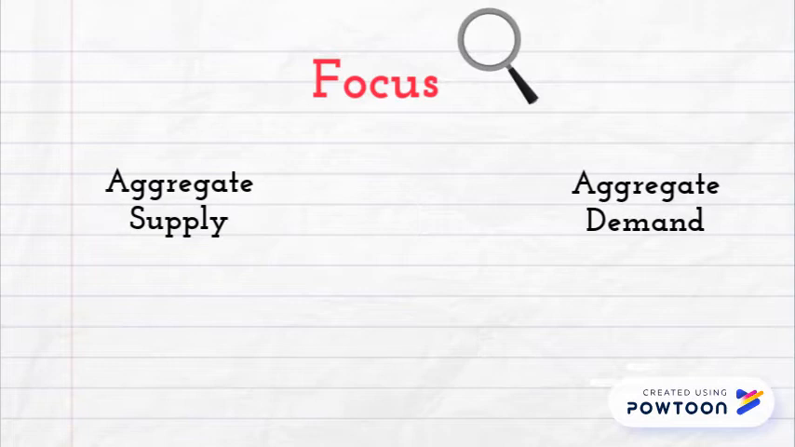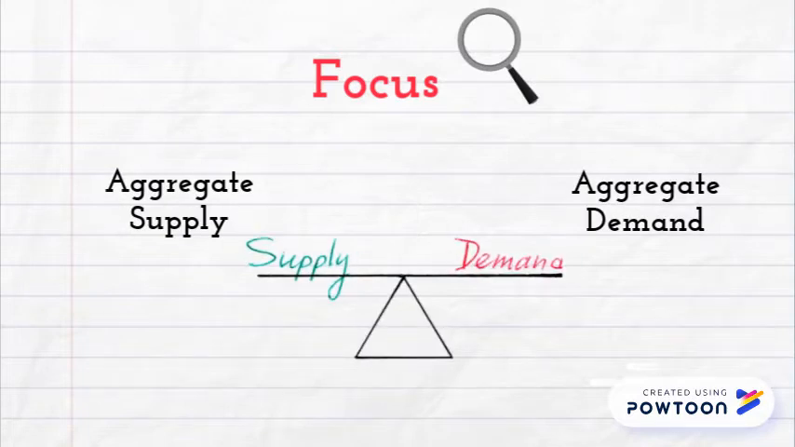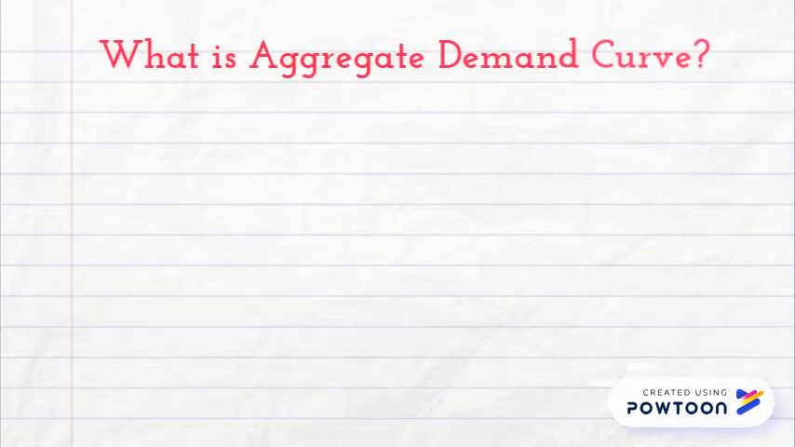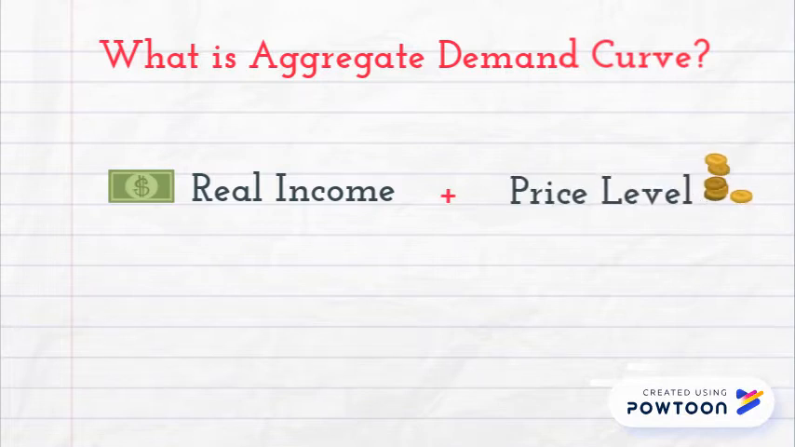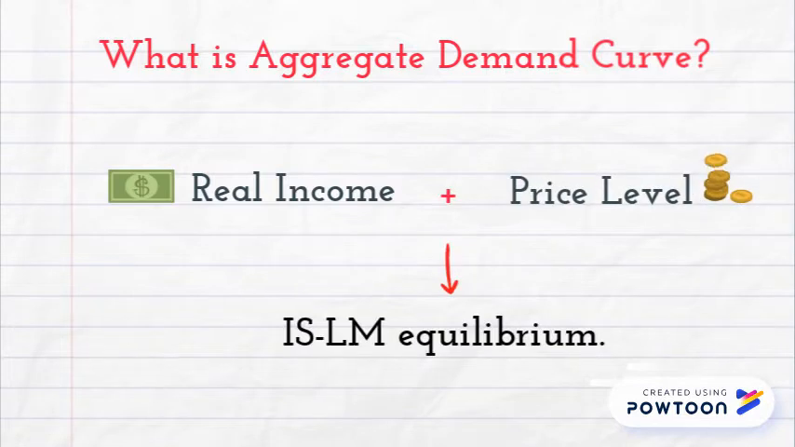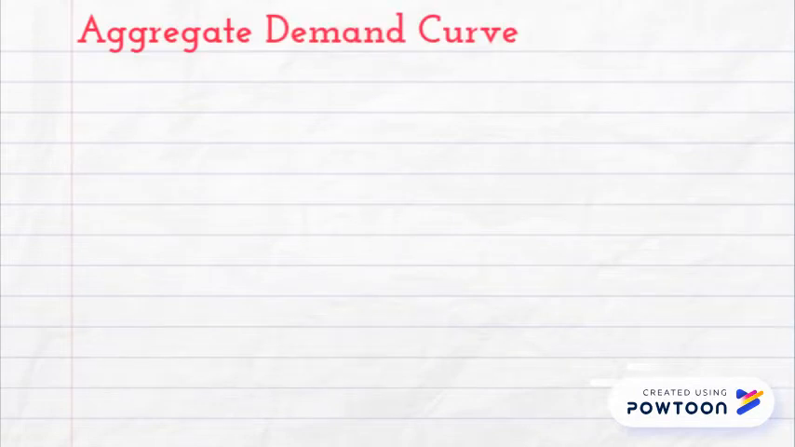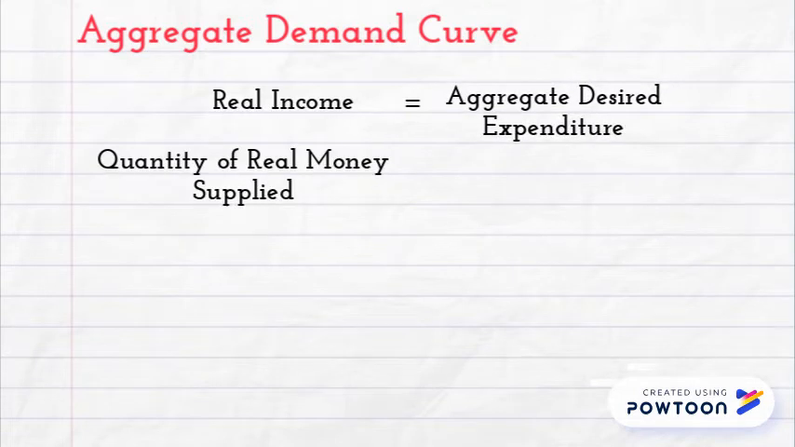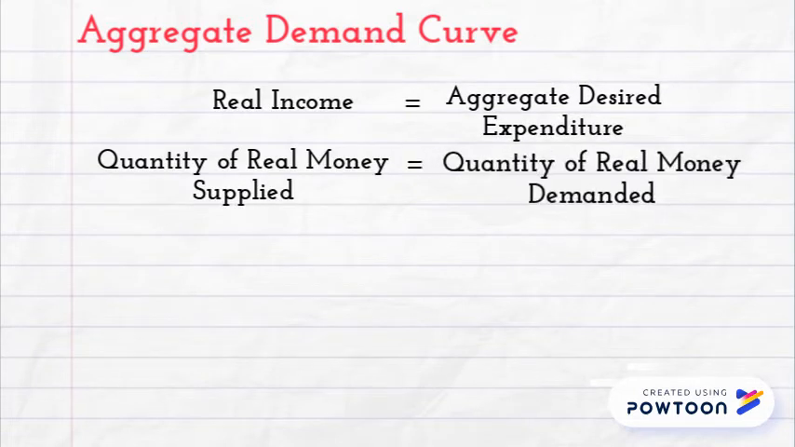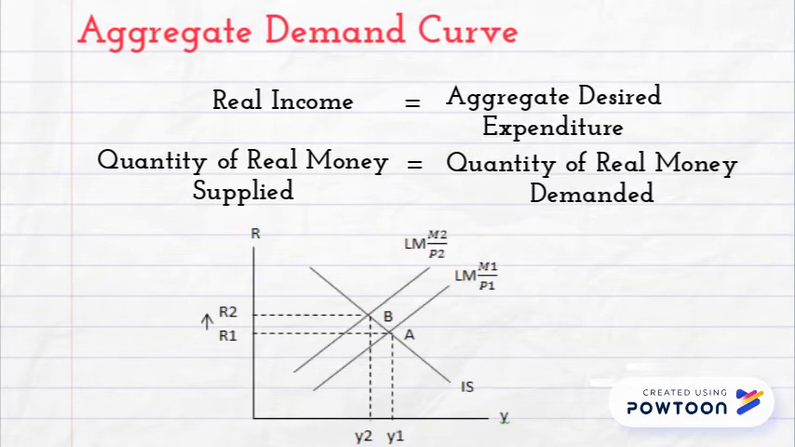In this chapter, we will focus on the aggregate demand and supply schedule with the economy policies. Basically, the aggregate demand curve is the combination of real income and price level that maintains the IS-LM equilibrium. At any point along the aggregate demand schedule, real income equals aggregate desired expenditure and the quantity of real money supplied equals the quantity of real money demanded.